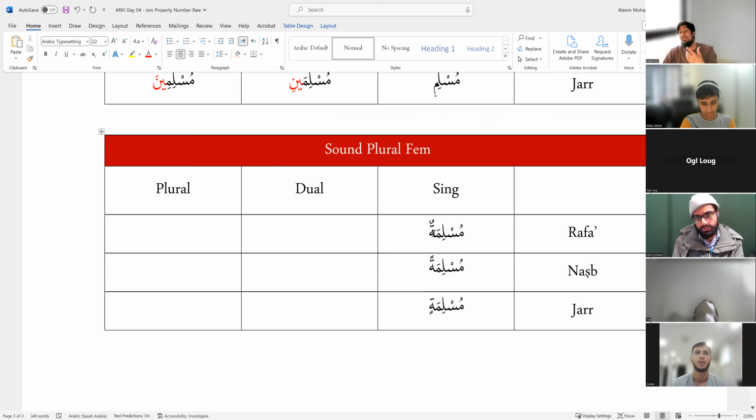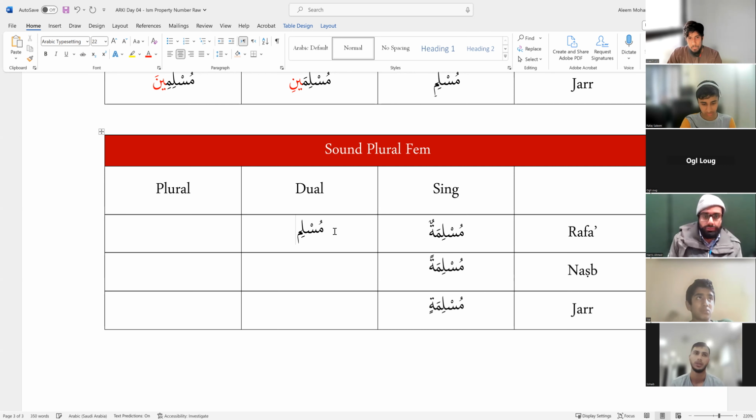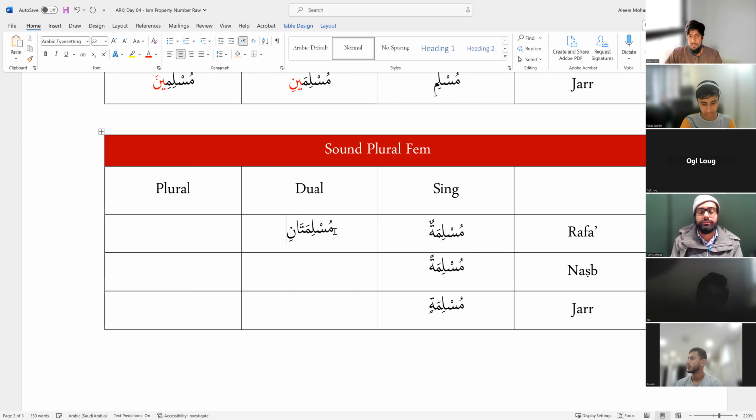So when it's in a state of rafa and it's female, how will it look in the dual? Same thing as the masculine. All you do is just add an ani to it. So it becomes muslimatani. Again, it's just an ani ending that's added to it. Now this means two female Muslims, right? A female Muslim, two female Muslims.